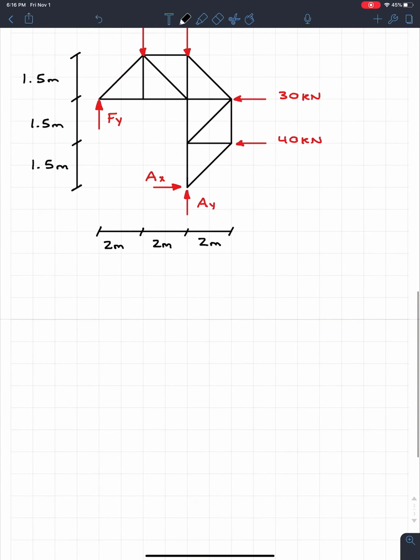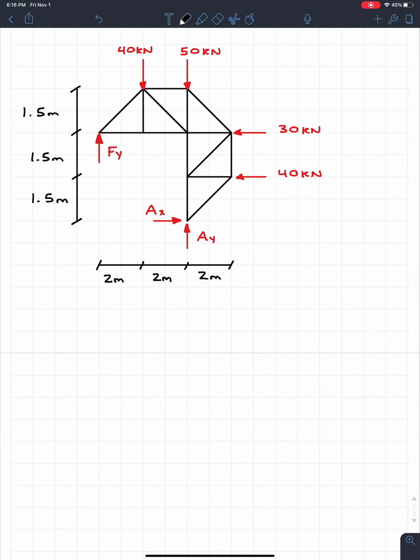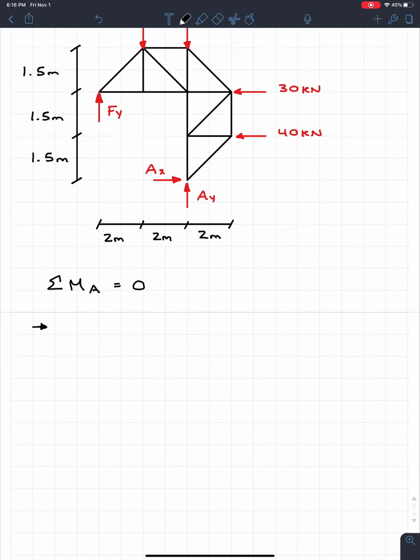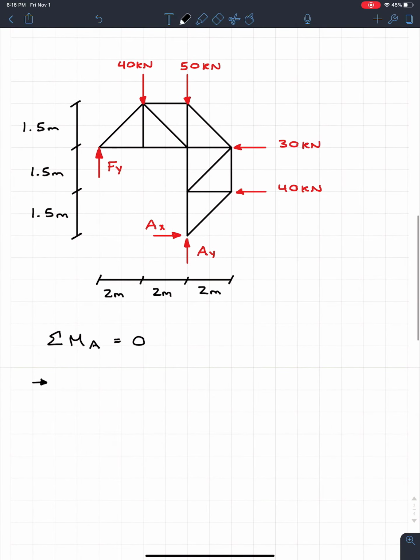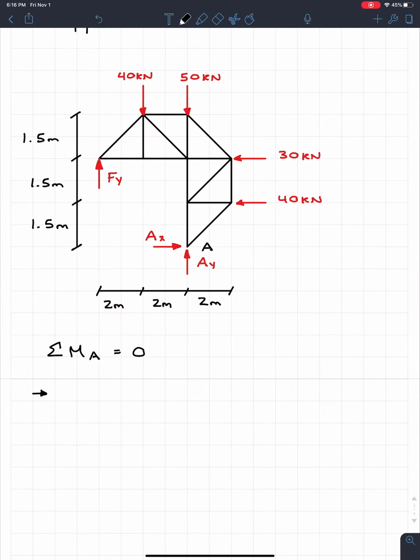So the first thing I'm going to do is take the moments at the pin. So the sum of the moments at A is equal to 0. If I'm doing this equation, we're going to go through and check, okay, well, AX and AY, they hit point A, so I'm going to actually just put this as point A right here so you guys can all see. And then we also see that the 50 kilonewtons run straight down into A, so that will also not create any sort of moment.